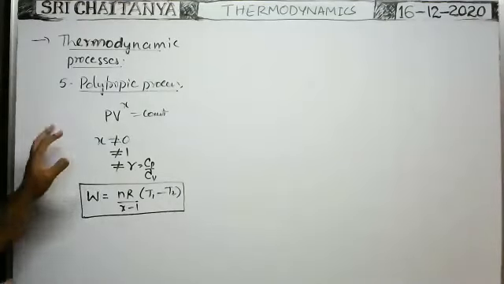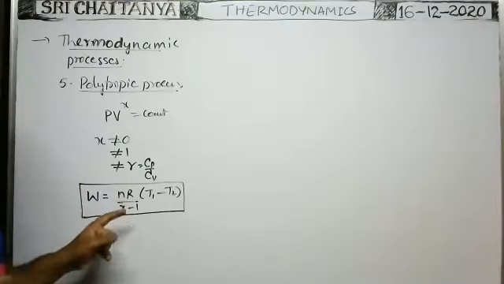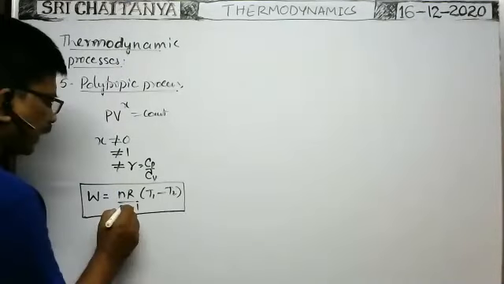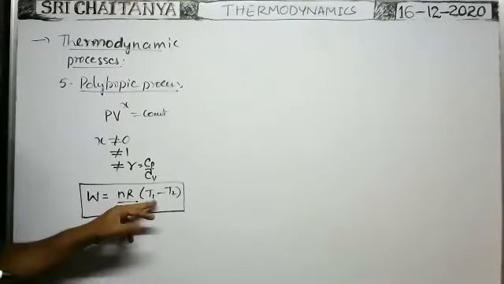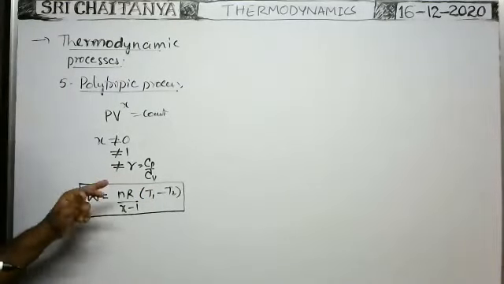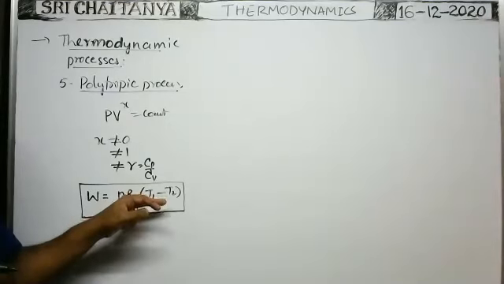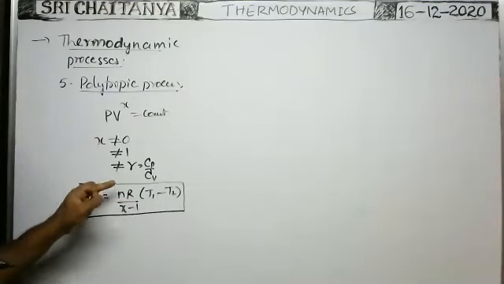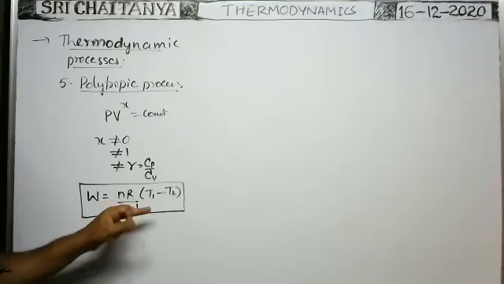So work done in polytropic process is equal to nR by x minus 1 into T1 minus T2. Even in adiabatic process also, we got the same type of formula, nR by gamma minus 1 into T1 minus T2. So here it is nR by x minus 1 into T1 minus T2.